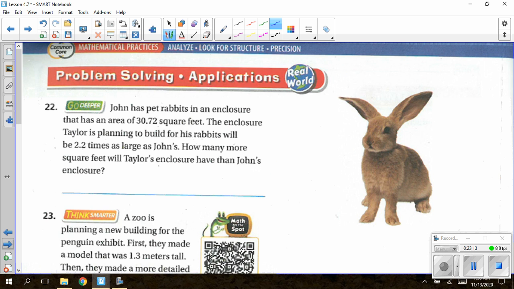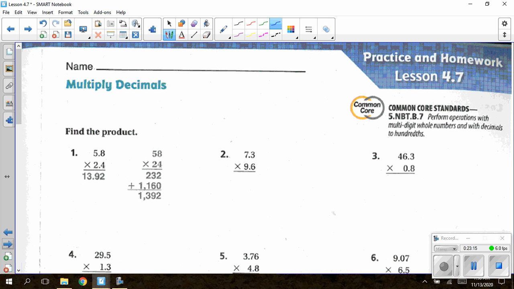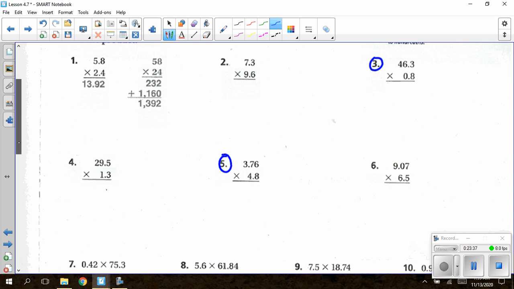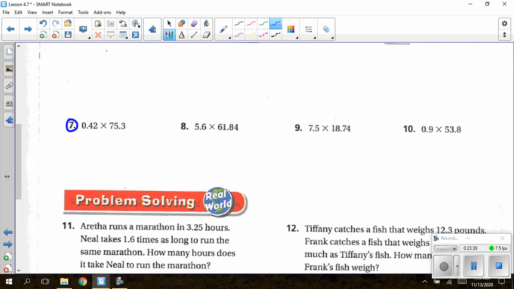So now for our homework. We are going to do the odd problems except for number 13 on the front. So we are going to solve 3, 5, 7, 9, and 11.